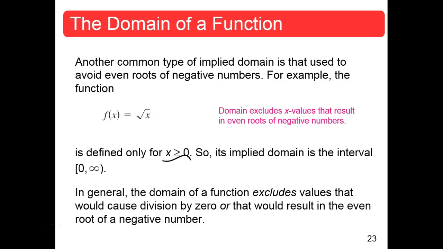Because any number, 0 will work fine. No problem. Any positive number will work fine. 0.1, 0.01, 17 million. Anything positive will work. Anything negative will not work, so x has to be greater than or equal to 0. Set of all x's such that. So my way of writing would be the set of all x's such that x is greater than or equal to 0. That says it all, folks.